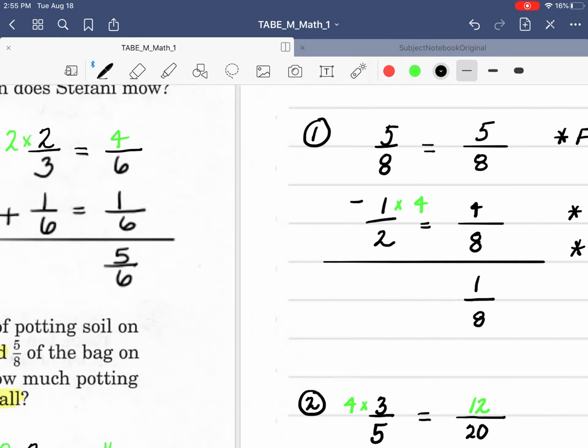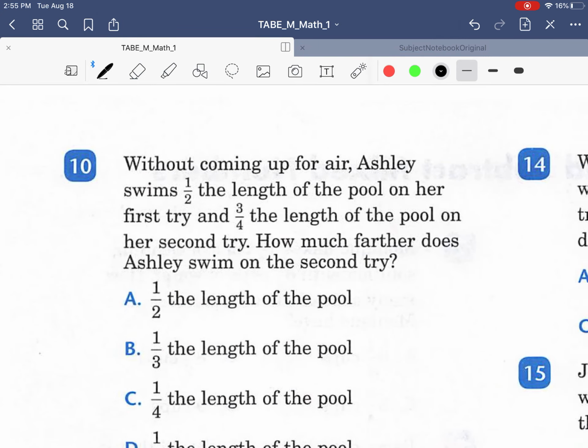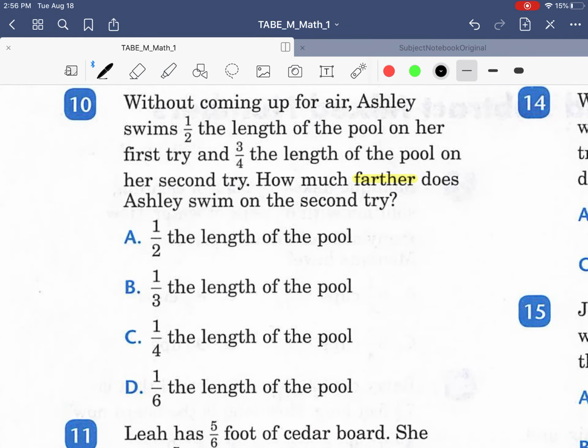Okay, number 10. We're getting there. Just bear with me here. I need to get past that to get to my problems. Without coming up for air, Ashley swims a half the length of the pool on her first try and 3/4 the length of the pool on her second try. How much farther does Ashley swim on the second try?